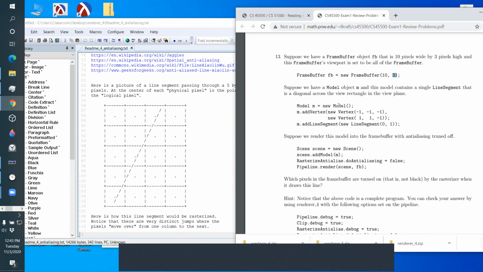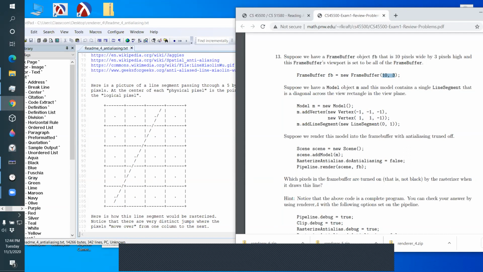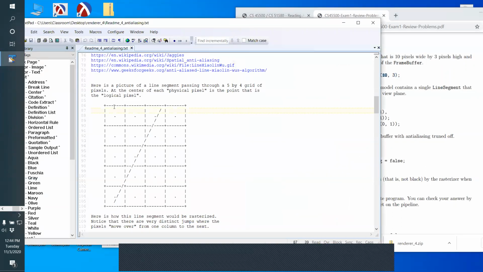Exactly. If the frame buffer was a square, see, the clipping region is always a square, and this is the lower left-hand corner of the square, and this is the upper right-hand corner of the square. You'd just be on the main diagonal: 1, 1, 2, 2, 3, 3, 4, 4, 5, 5. But here the viewport is 10 wide by 3 tall, so now it's not going to end up being that.